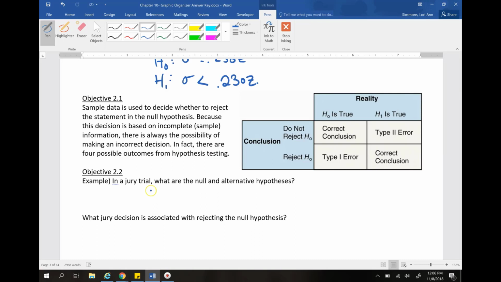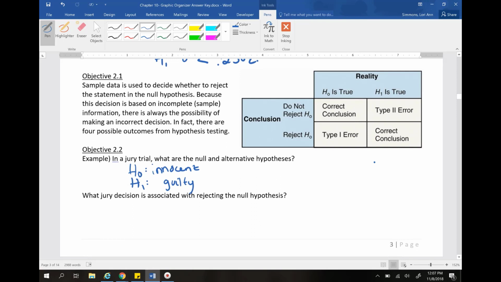So in a jury trial, what are the null and alternative hypotheses? Okay, so this is just an example, so we're not really following up here per se. So in a jury trial, the null hypothesis is innocent. The alternative is guilty. So I'm just using this example to help you better understand type 1 and type 2 errors.